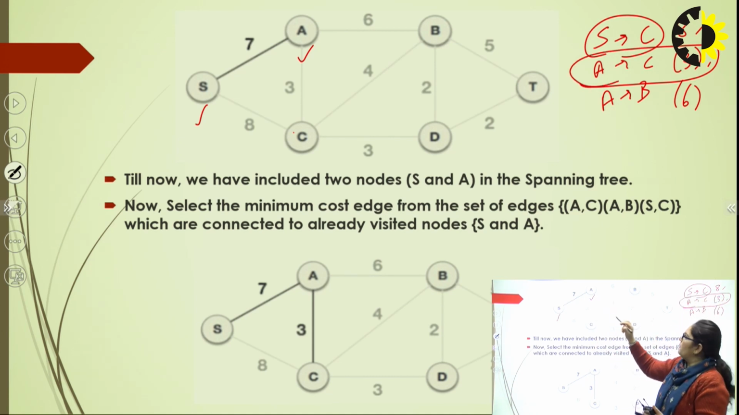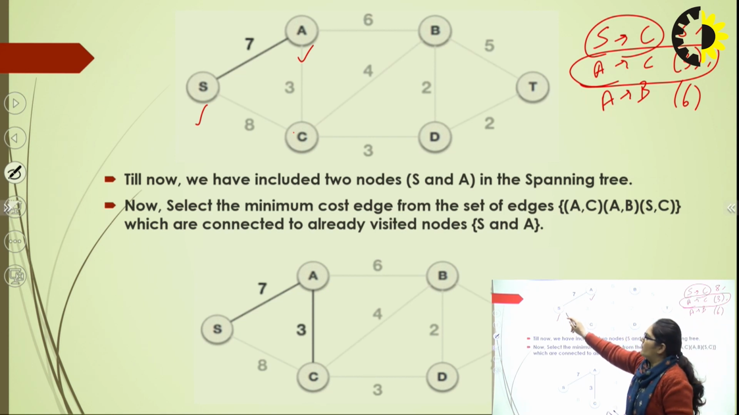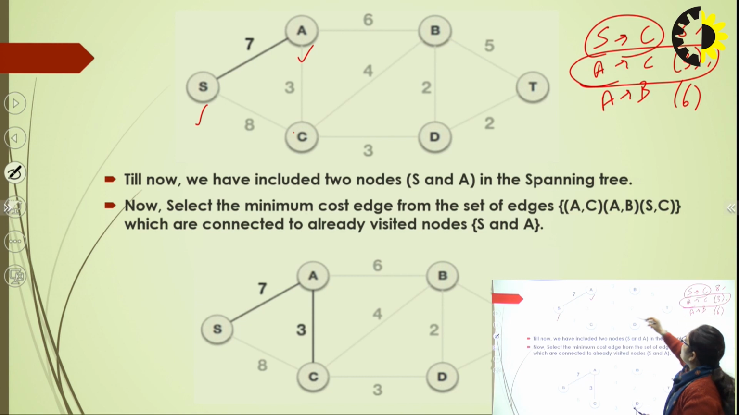So from the available edges, the minimum cost edge is AC, which has cost 3. So we will include AC, not SC and AB. Till now, we have included 3 vertices in our spanning tree, S, A and C.